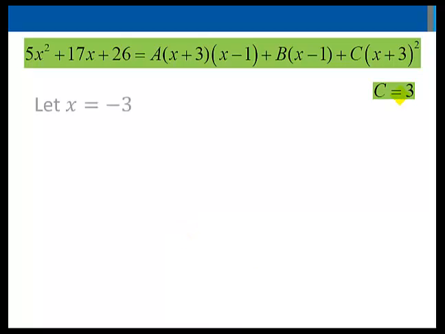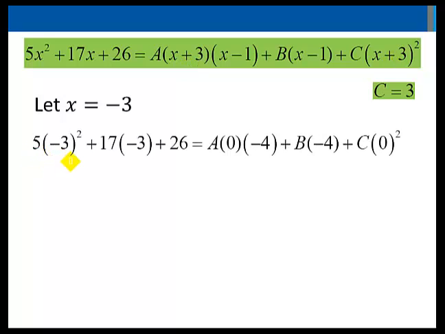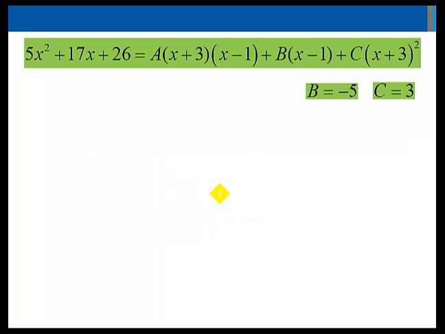We move on then. We'll next let x be equal to negative 3. And if x equals negative 3, I have 5 times negative 3 squared plus 17 times negative 3 plus 26 equals a times 0 times negative 4 plus b times negative 4 plus c times 0 squared. Simplifying, 20 equals b times negative 4. Dividing through by negative 4, b will be equal to negative 5. Okay, so we have a left to solve for.